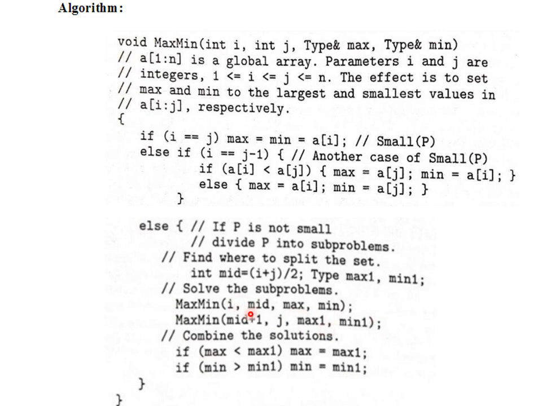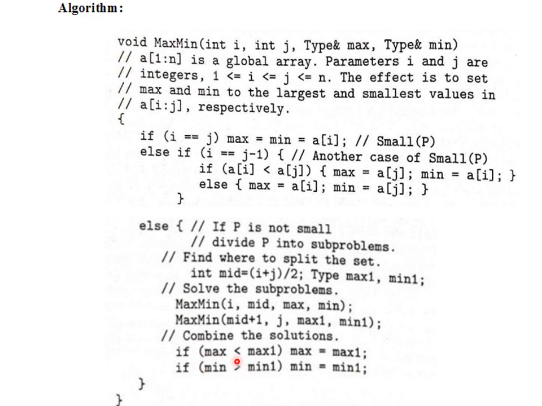So this recursive call will give the maximum and minimum in the left sublist, and this call will find the maximum and minimum in the right sublist, which is maximum 1 and minimum 1. Once we have the maximum and minimum in sublist 1 and maximum 1 and minimum 1 in sublist 2, we need two comparisons to obtain the maximum and minimum of the list.